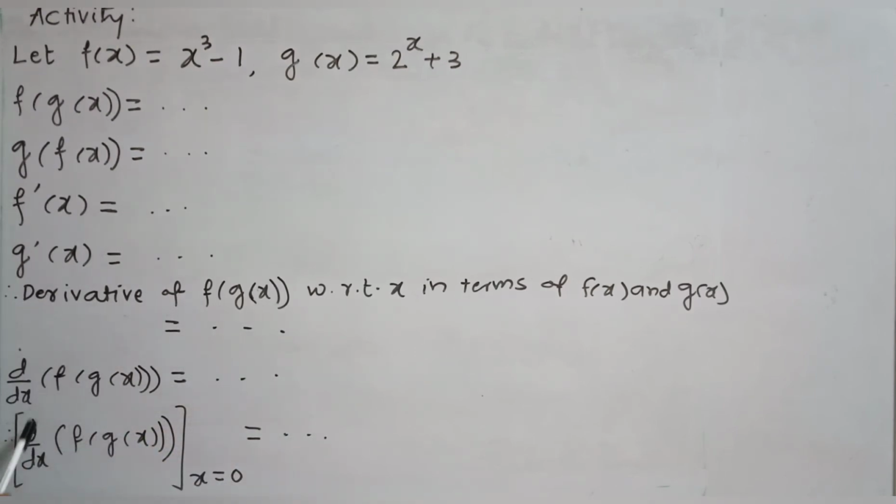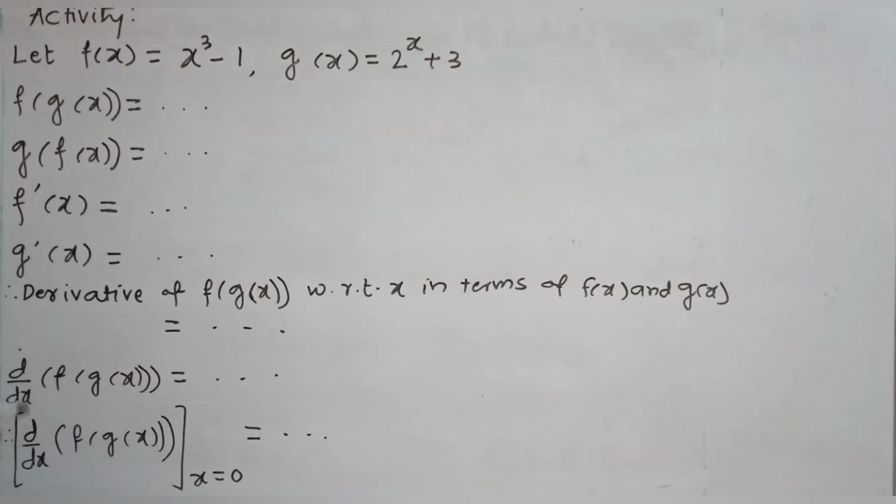And finally, you have to find this derivative's value at a particular point, x is equal to 0. So d by dx of f of g of x, which you have found here, we have to find its value at x is equal to 0. So we shall put x is equal to 0 in that expression of d by dx of f of g of x and find this value. So let us begin from f of g of x.